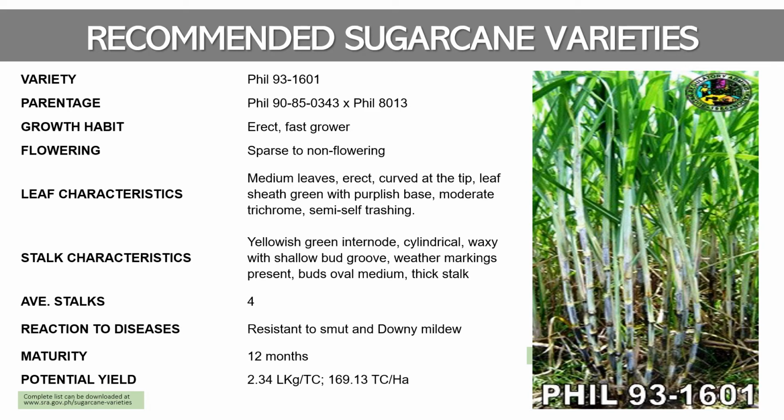thick stalk. Average stalk is 4. Reaction to disease: resistance to smut and downy mildew. Maturity is 12 months. Then potential yield could reach as much as 2.34 LKg per ton cane or 169.13 ton cane per hectare.